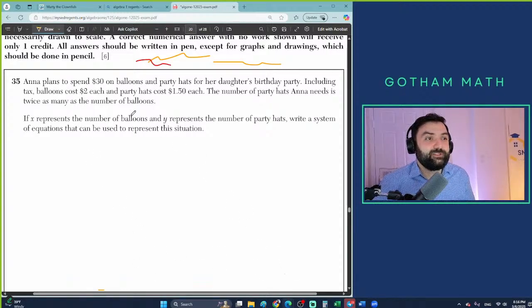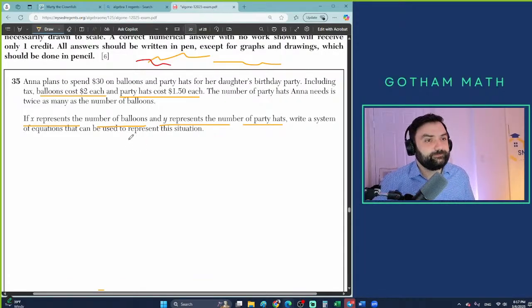Anna plans to spend $30 on balloons and party hats for her daughter's birthday, including the tax. Balloons cost $2 each, and party hats cost $1.50 each. The number of party hats Anna needs is twice as many as the number of balloons. If X represents the number of balloons and Y represents the number of party hats, write a system of equations that can be used to represent this situation.